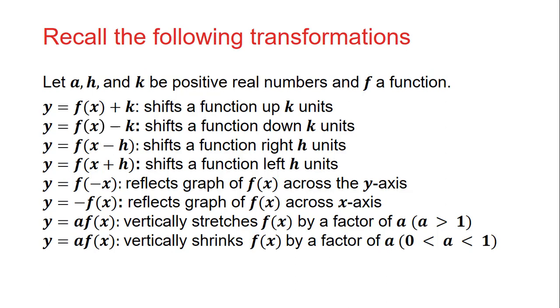Y equals f of negative x reflects the graph of f across the y-axis. Y equals negative f of x reflects the graph of f across the x-axis. Y equals a times f of x vertically stretches f by a factor of a when a is greater than 1. And y equals a times f of x vertically shrinks the graph of f by a factor of a when a is between 0 and 1.